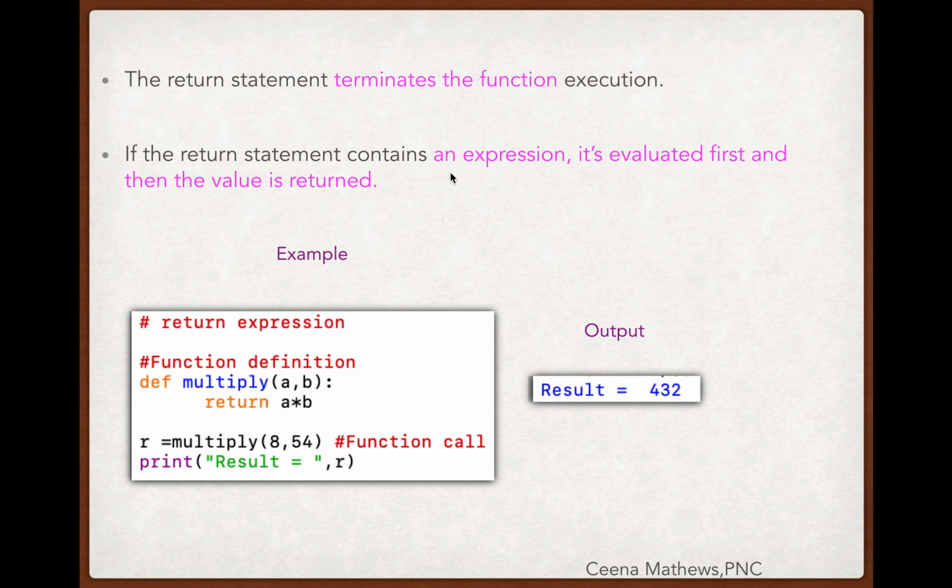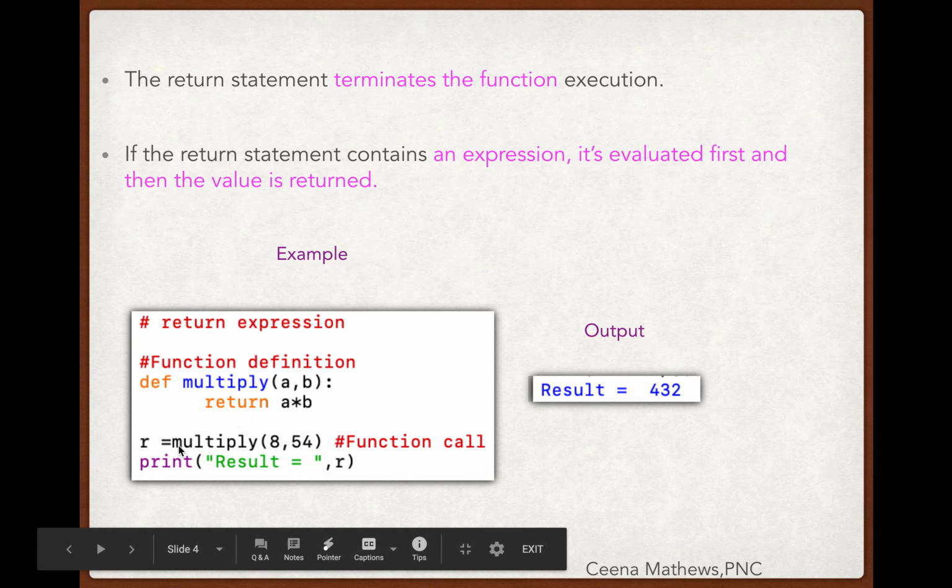If the return statement contains an expression, it's evaluated first and then the value is returned. That is, as you can see in this example, return expression. We have the same function multiply, where instead of printing the value a into b, I am returning it in this expression. In the return statement, the expression is evaluated first, it is calculated first, and then the calculated result is returned, and this return value is assigned to the function call statement.